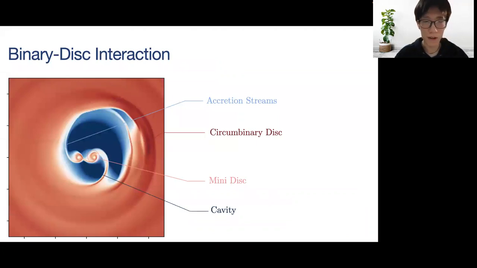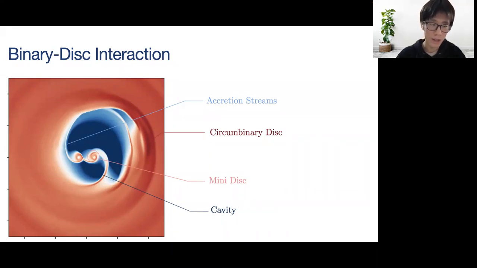Perhaps I can start with some very basic information about binary accretion. It is very different from accretion onto a single gravitational object, such as one black hole or one star. For circumbinary accretion, we actually have three accretion disks. The first is the largest one, called the circumbinary disk, at larger distance. This circumbinary disk is gravitationally truncated by the gravitational field of the binary, and the truncation radius is around 2 or 3 times the binary separation.